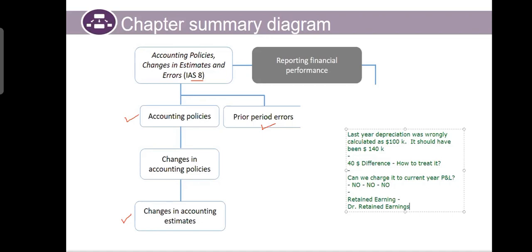So you don't make adjustment to P&L. You don't make adjustment to the income statement. You just make an adjustment to the equity section. You say debit retained earnings. I mean, this 40,000 should go to retained earnings. And you can say credit non-current assets or whatever. So this is how you should be treating the prior period errors.